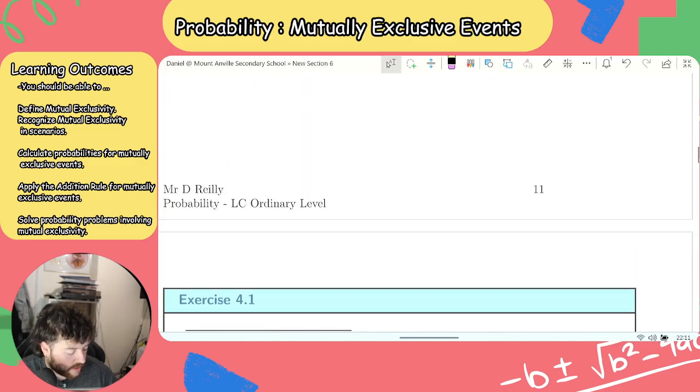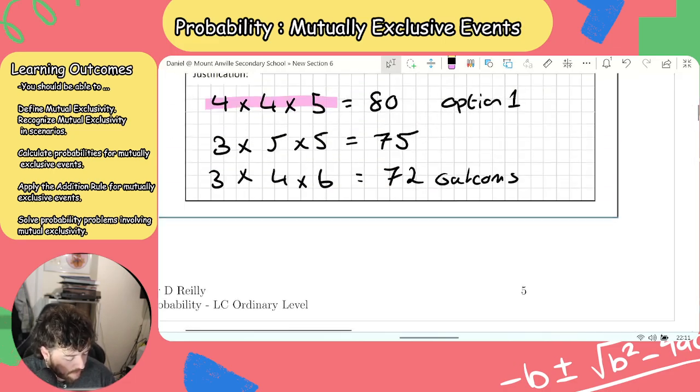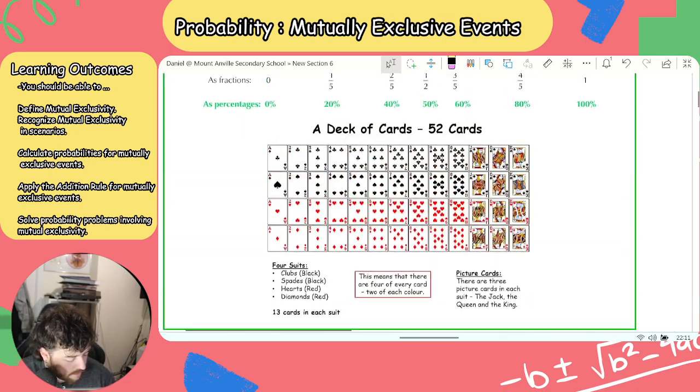Let's go... I really should have brought this photo down.